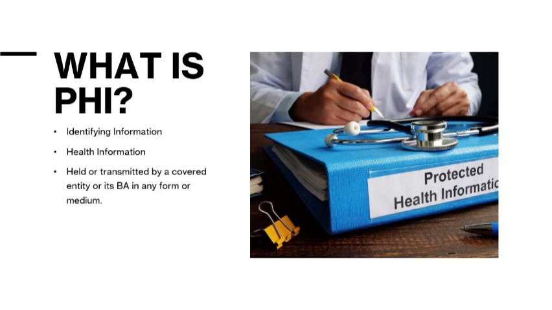The second requirement is that the information must relate to the individual's past, present, or future physical or mental health condition, provision of healthcare, or payment for the provision of healthcare. So basically, the information must relate to health information. And the third requirement is that the information is held or transmitted by a covered entity or a BA in any form or medium, including electronic, paper, or oral forms.